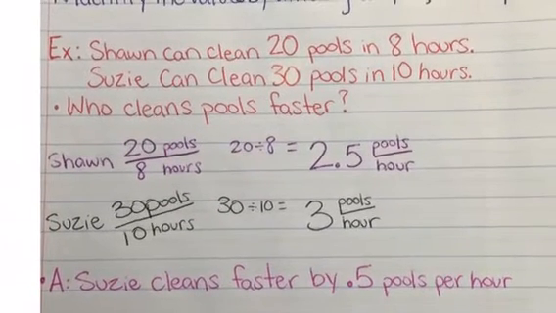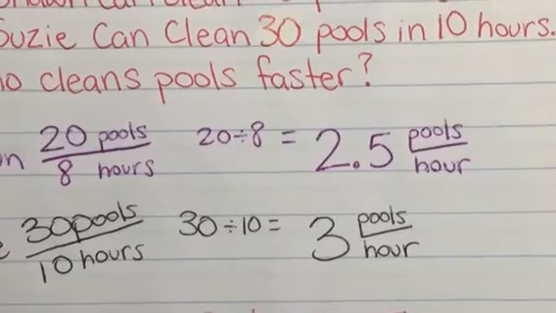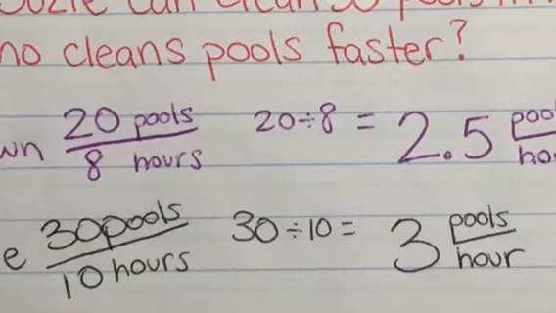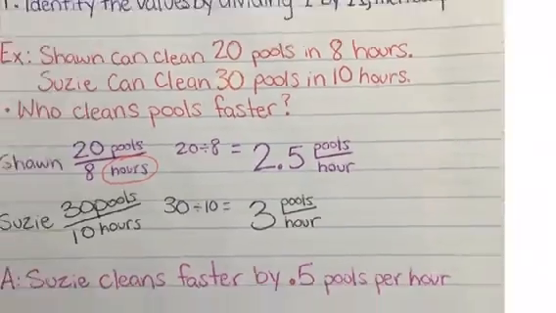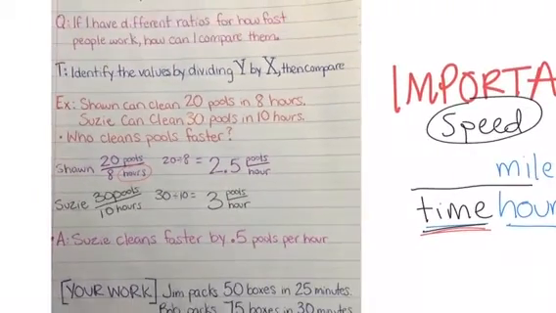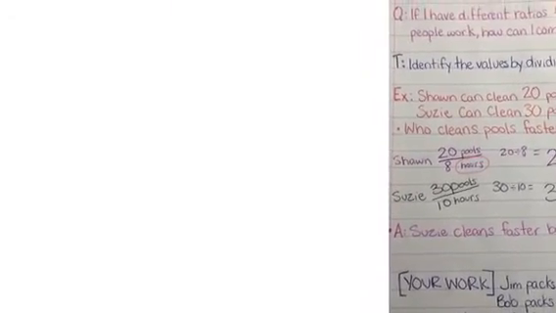So we look back at our examples. We have Sean cleans 20 pools in 8 hours. Susie cleans 30 pools in 10 hours. All we do is step 1, write the ratio, 20 pools to 8 hours. And as you can see, our unit of time, which is hours, is on the bottom. So if we read this problem and we have no idea what to do, you do what I have you repeat every single day. All you got to do, write the ratio.